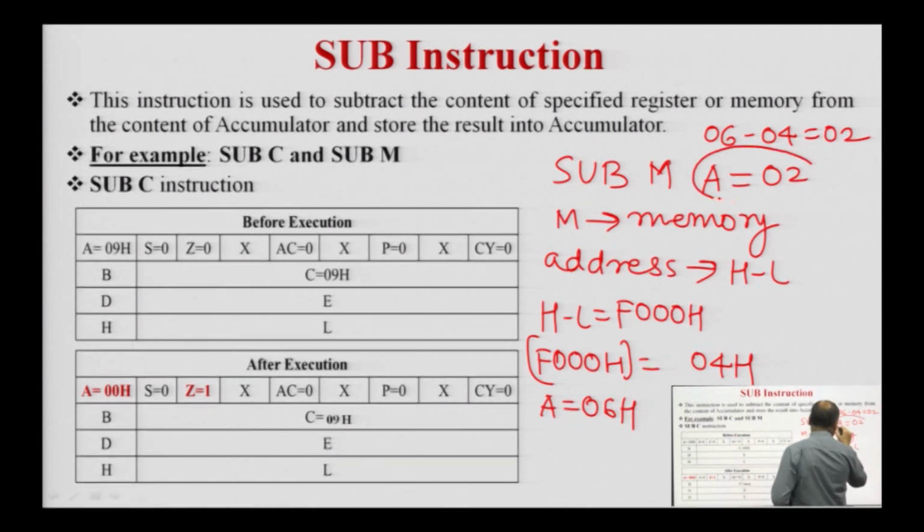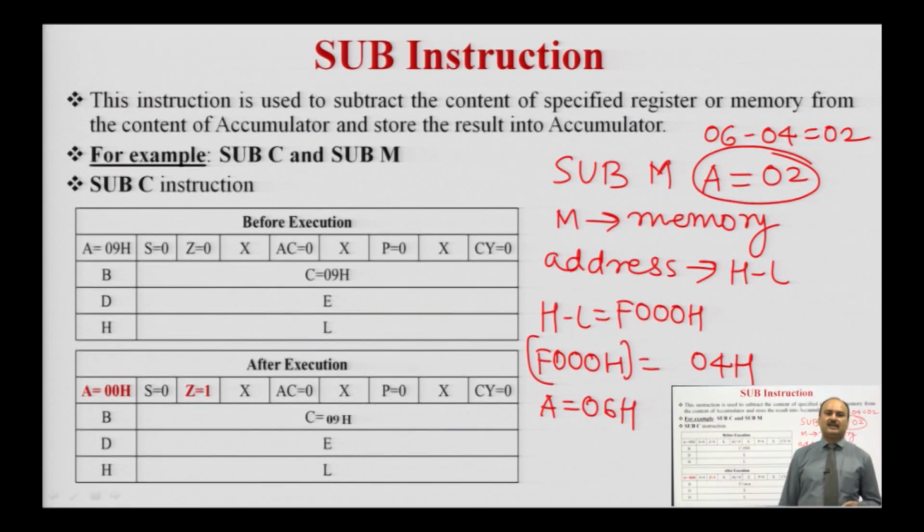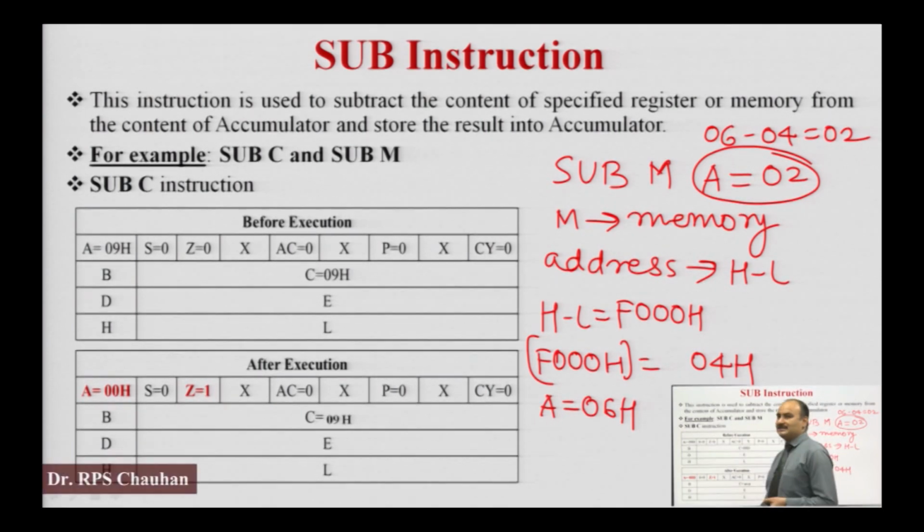On the basis of this result, that is 02H, the processor will reflect the result with the help of the status flags, which are the sign flag, zero flag, auxiliary carry flag, parity flag and carry flag. If the D7 position bit is 1, it means that the result is negative, and the sign flag is set. If the result is all 0, as in the previous case where we subtracted the same number, the zero flag is set.